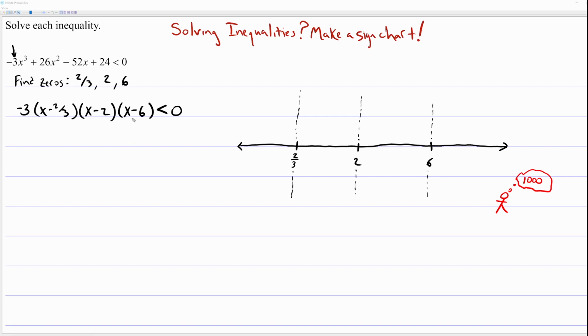Well, 1,000 minus 6 is positive. 1,000 minus 2 is positive. 1,000 minus 2/3 is positive. So if you multiply these three factors together, you get a positive number, but then you're multiplying by -3. So the final value at x equals 1,000 is going to be a negative number. So we tested one number from this interval, and my claim is if you test one number from that interval and get a negative value, that means every number in that interval will give a negative value.